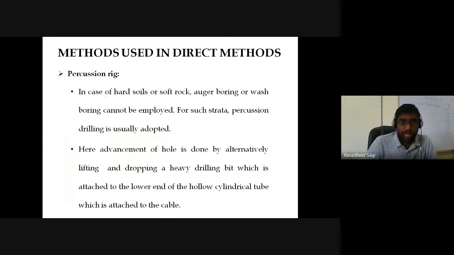This particular technique is adopted in the case of hard soils and soft rocks also. Even in the case of soft rock deposits, you are going to make use of the percussion drilling process. This technique is suitable where augering or the wash boring technique is not possible. So for such soil strata where augering or wash boring is not preferable, we go on to adopt what is called percussion drilling.